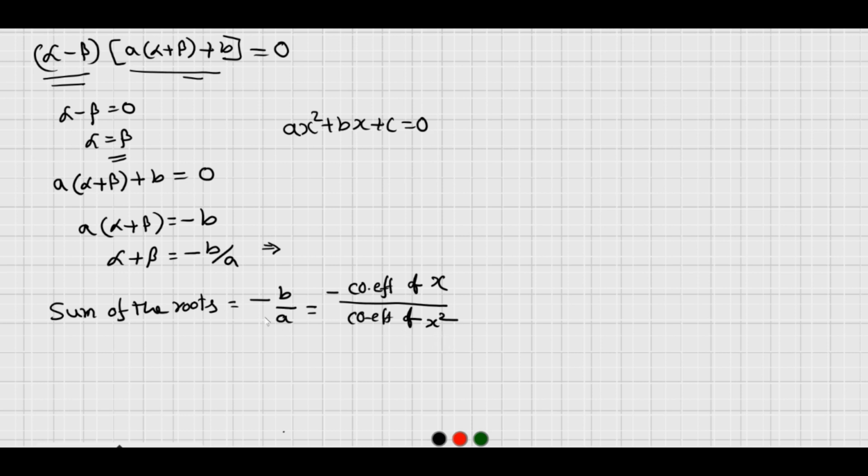So this is one of the relations for the roots. You need to remember this relationship. The sum of the two roots is always equal to minus the coefficient of x divided by the coefficient of x square. Similarly, we can derive another relationship.